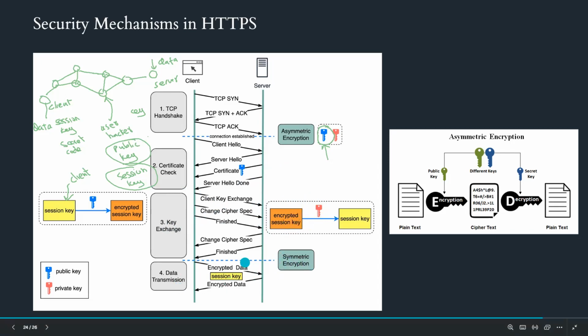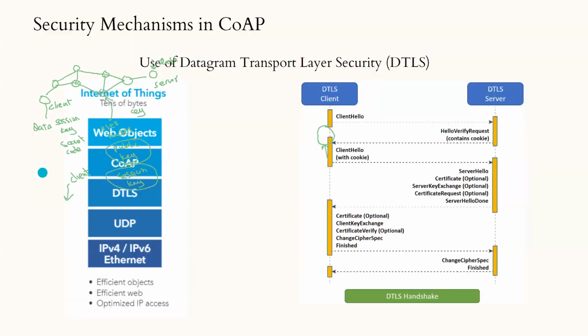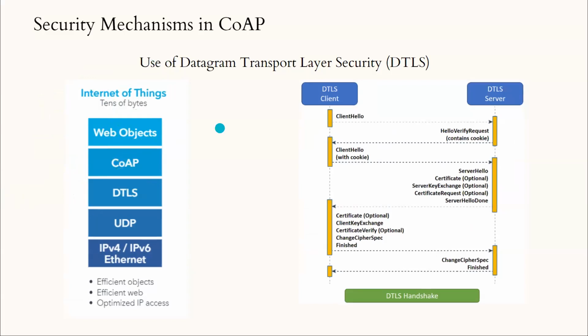The data communication stage will involve using the session key only, and that will enable this symmetric encryption procedure. So that is basically the HTTPS security mechanism and how HTTPS uses security keys to establish secure communication. This is the method that is used in HTTPS. So do you have any concerns? Do you have any questions?